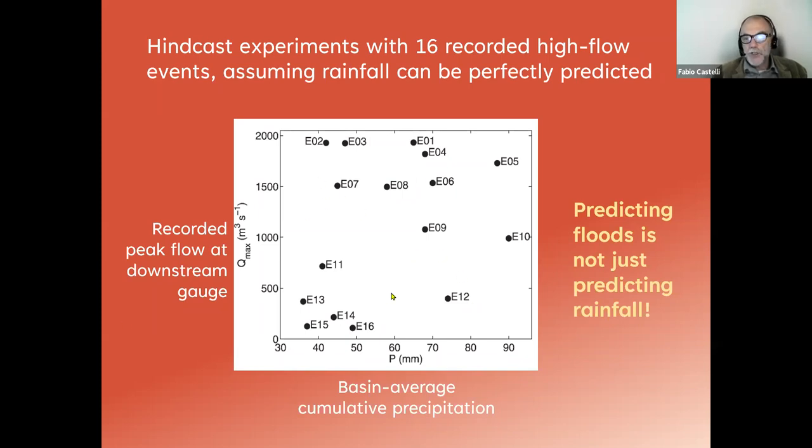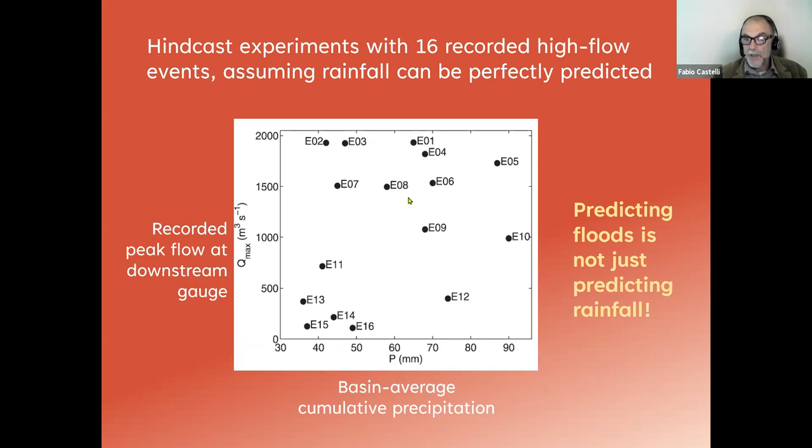I'm showing you this picture that shows for 16 different high flow events, the recorded peak flow at the downstream gauge and the basin average cumulative precipitation. I always show this picture, for example, when there are also meteorologists present, to convince them that predicting flood is not just predicting rainfall, okay? If you are predicting rainfall quite well, you are predicting the amount of rainfall, okay?